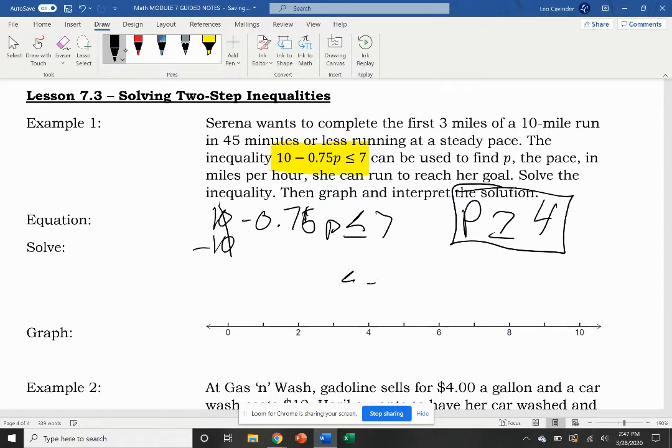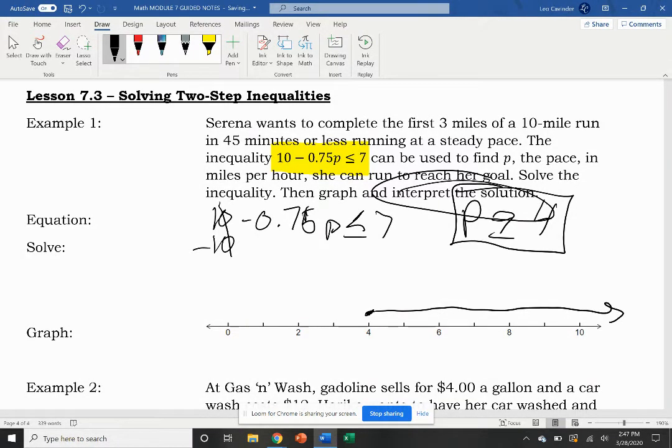We erase some of this so that I can plot it. Then we're going to go to 4. It has a line underneath it, so it's a solid dot. We're looking at its direction. It is going in this direction. And there you go.